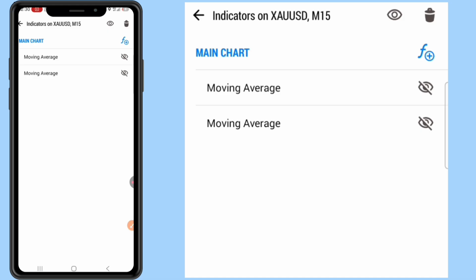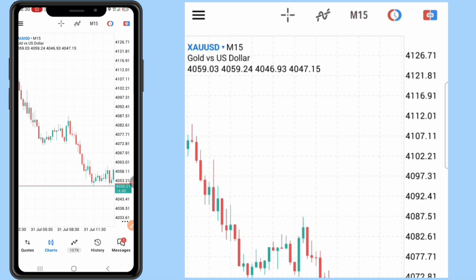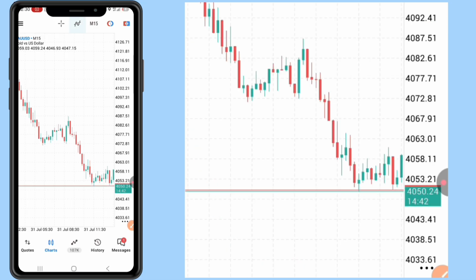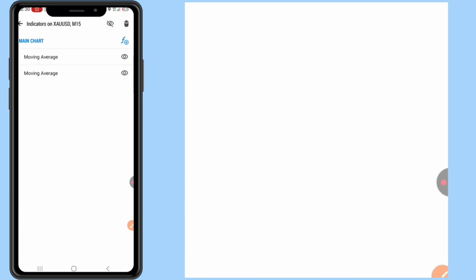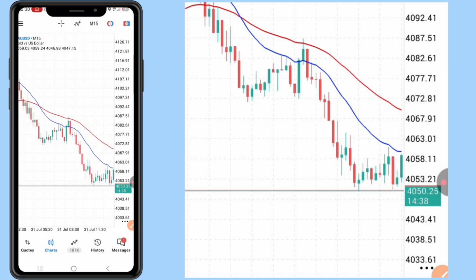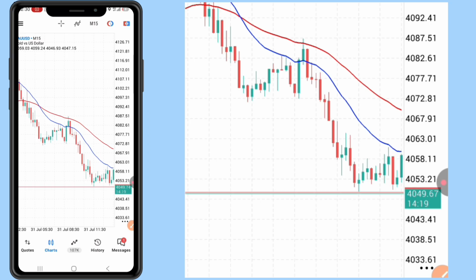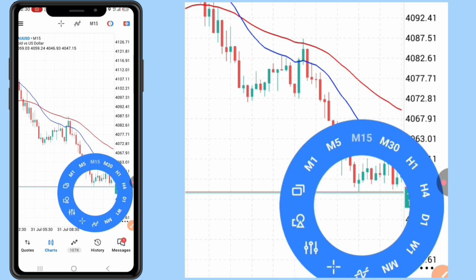Now that we have added a moving average, let's see how it's going to look. So this is our chart we added, but remember, in my case, they were not visible. Let me make them visible, and then you can now see them. Now that we have the moving average, how important is the moving average? The moving average shows you the possible next direction of the market.